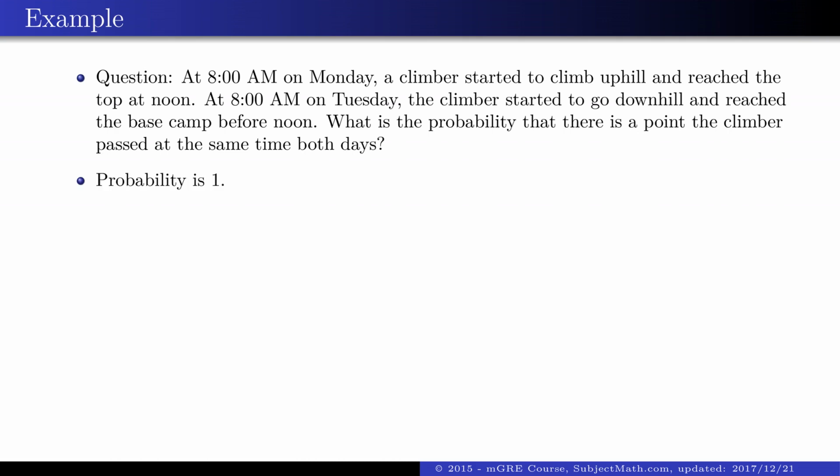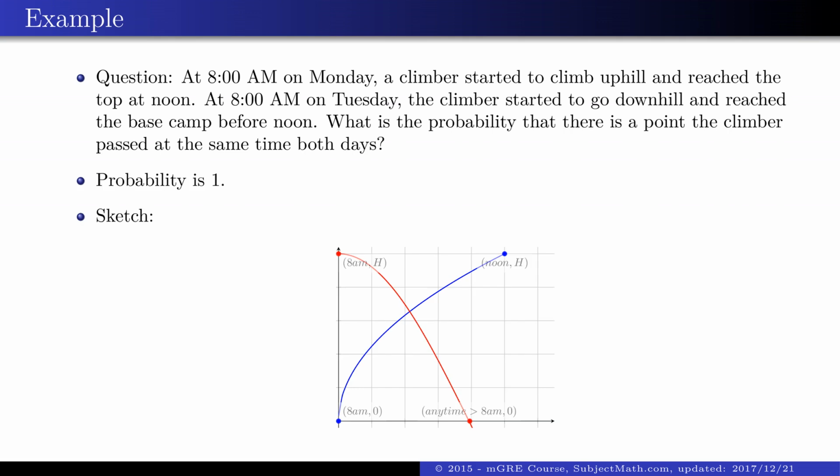The answer is 1. Why? If we denote the base camp as height 0 and the top of the mountain as height h, we can sketch the following blue curve as the position of the climber as a function of the time of day, and we can sketch the red curve as the position of the climber as a function of time in the second day. It is impossible to draw those continuous curves without them intersecting one another.